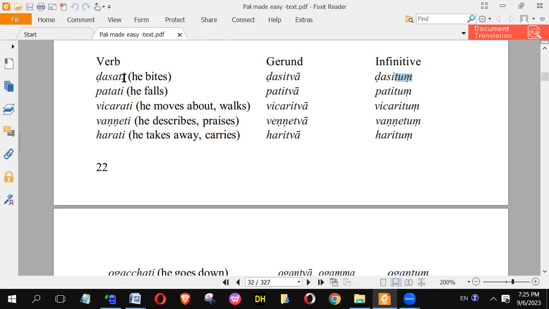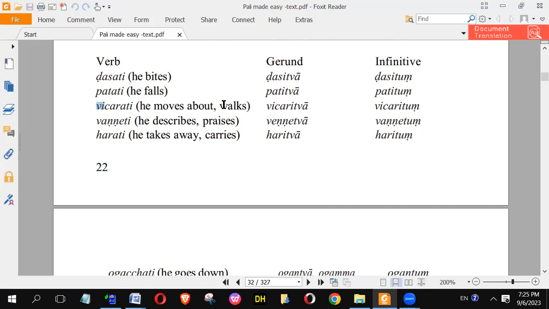Das, dasati, das, a and ti. Dasitwa, dasitum. Here, remember to put the n with the dot here. Okay, bites. Patati, all these are new vocabulary, all right? So pat and a and ti. So patitwa, patitum. Vicharati, vi, prefix vi, root is char.